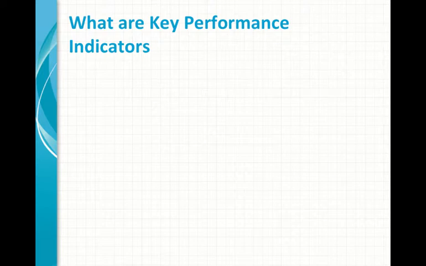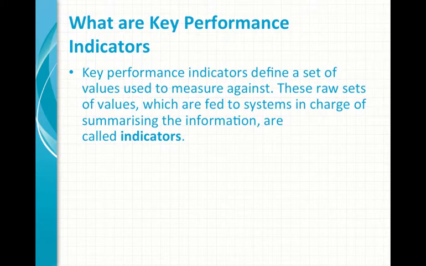Okay, without any further ado, and if you recall, we started to look at what key performance indicators were, and the analogy I gave you was that indicators define a set of values used to be able to measure against. These are raw sets of values or data which are fed into systems in charge of summarizing the information, which is generally known as indicators. So that's where we get the term KPIs or key performance indicators.